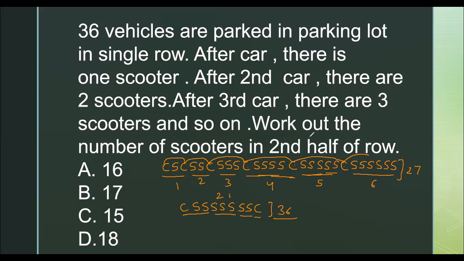Now the question has asked the number of scooters in the second half of the row. Second half means we have to count the number of scooters after total 36. Second half कितना हुआ, दो half कितने हुए, 18 and 18. So we have to leave the 18 vehicles. 3, 3, 3, 6, 9, 12, 15, and 18. So we are leaving till here.